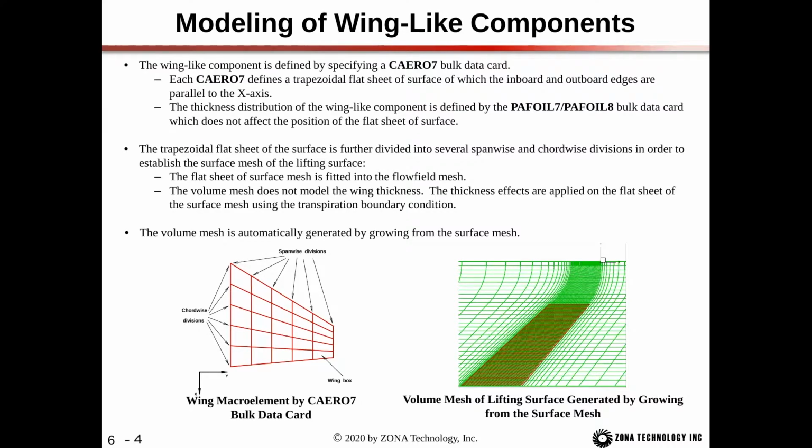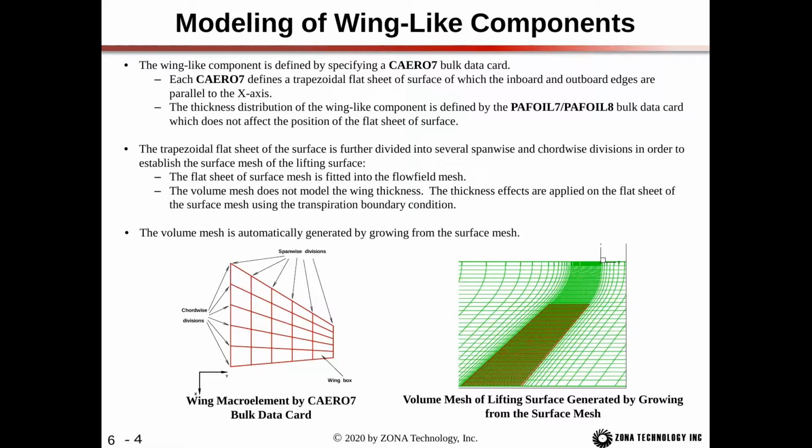First we'll talk about the winglike components. The winglike components are defined by the ZEUS 7 bulk data card. Each ZEUS 7 defines a trapezoidal flat sheet of surface of which the inboard and outboard edges are parallel to the x-axis. The thickness distribution of the winglike component is defined by the PAFOIL 7 or PAFOIL 8 bulk data card, which does not affect the position of the flat sheet of surface. The trapezoidal flat sheet of surface is further divided into several spanwise and chordwise divisions in order to establish the surface mesh of the lifting surface.